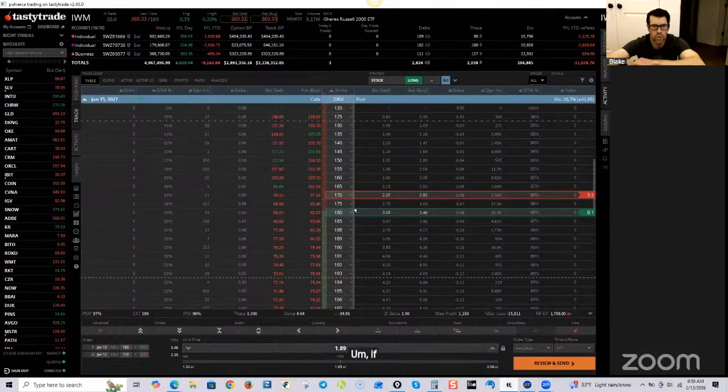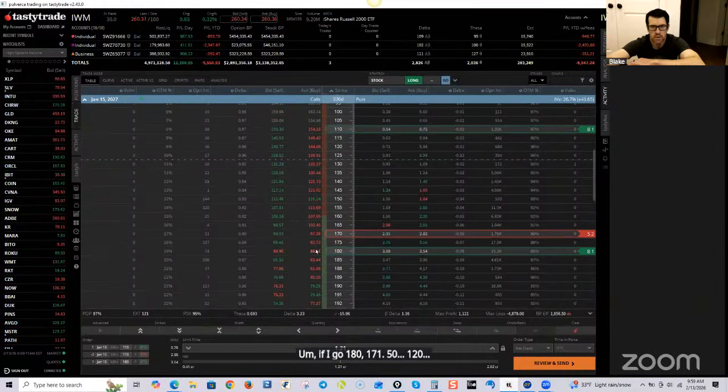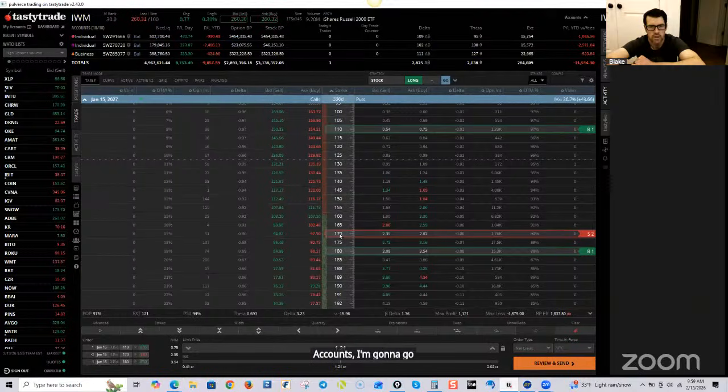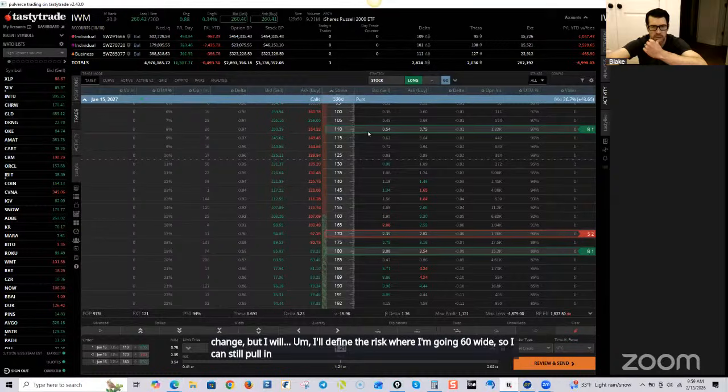If I go 180, 170, 150, 120, 110. Yeah, I'll do this. I'm going to do this for margin accounts. I'll just make it like a ratio spread. IRA accounts, I'm going to go wider here. So I'd still own the shares at 160 and change, but I'll define the risk where I'm going 60 wide so I can still pull in 100 and some dollars on the income side.